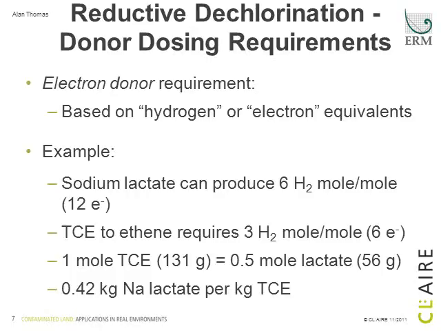Similarly for anaerobic systems, we can also calculate the amount of donor dosing requirements using similar principles, this time looking at hydrogen or electron equivalents, to optimize the hydrogen production in the subsurface and in turn optimize the reductive dechlorination process. And various electron donors will give you various hydrogen equivalents, and it'll be a matter of balancing which one works for your site.